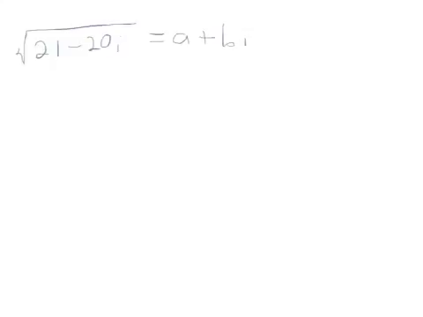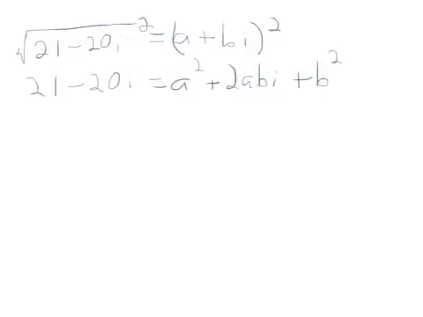So from here what I do is I want to square both sides to get rid of that square root on the left. So when I square this and square the right side, what I get is going to be 21 minus 20i on the left side, and on the right side I'm going to get a squared plus 2abi plus b squared i squared. And remember, i squared is equal to negative 1, so what I have is b squared times a negative 1, which is going to give me a negative b squared.